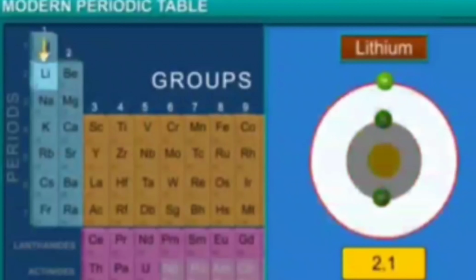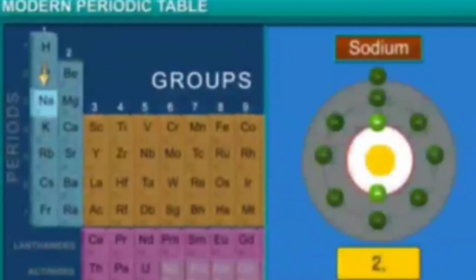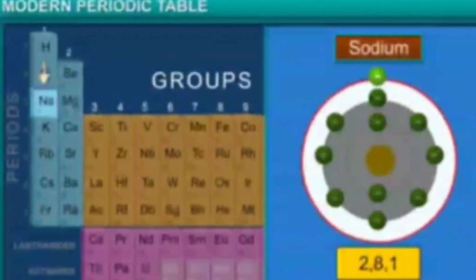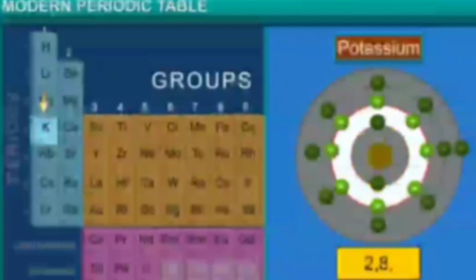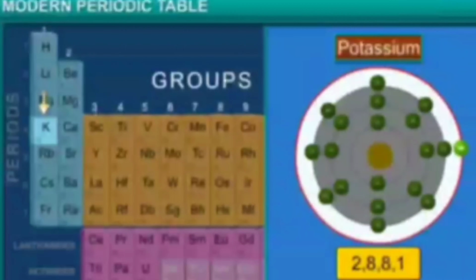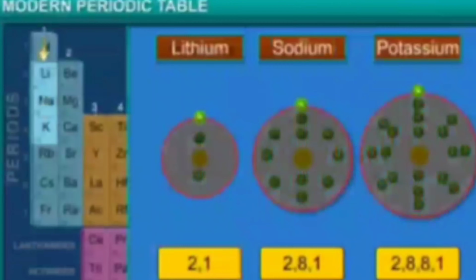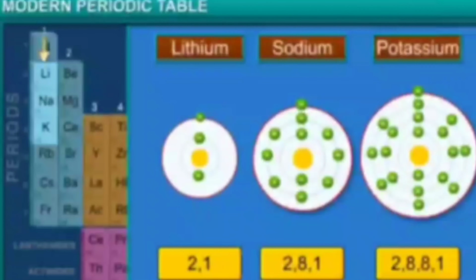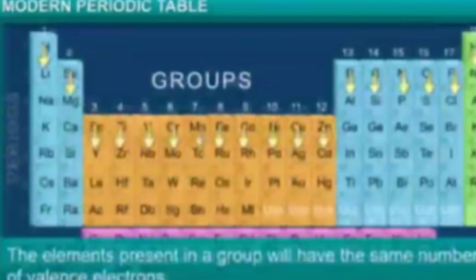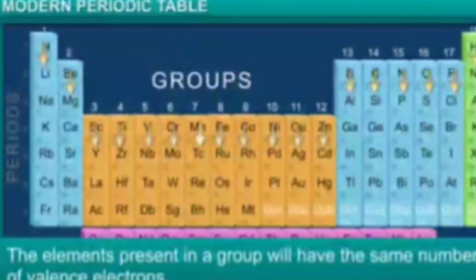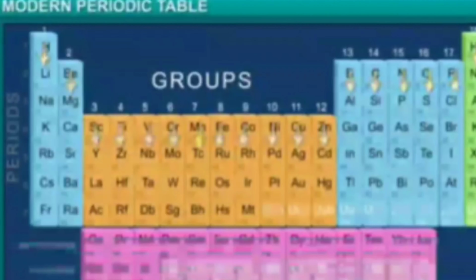Lithium has the electronic configuration 2, 1. Sodium, that's 2, 8, 1. Potassium has 2, 8, 8, 1. So we can say in a given group, the valence electrons remain the same and the number of shells goes on increasing. So what are valence electrons? The number of electrons present in the outermost shell.